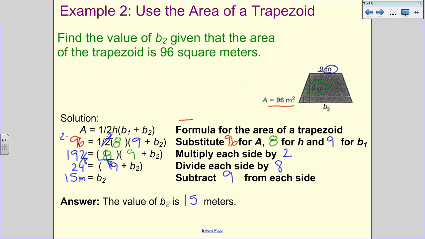So it looks very similar to what we were doing. Multiply by 2, divide, but then we have to remember to get base 1 or base 2 by itself, so we have to undo this adding. So it's kind of like you work through the formula to what you need.